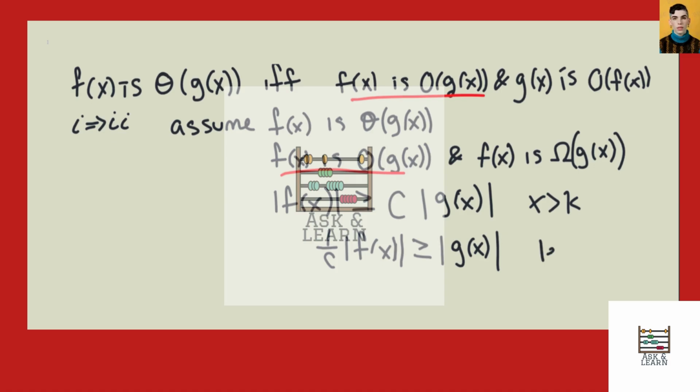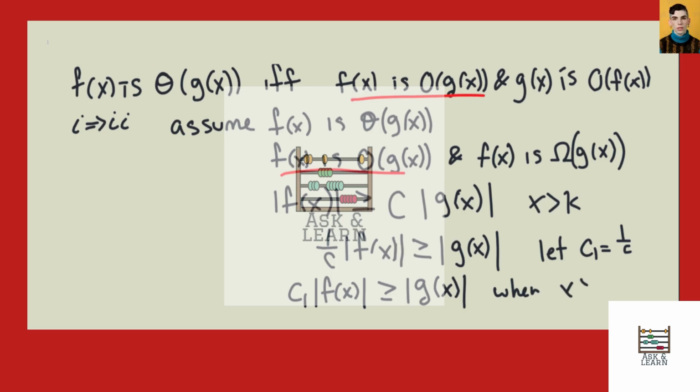So if we let c1 be equal to 1 over c, then we get c1 times the absolute value of f of x is greater than or equal to the absolute value of g of x when x is greater than k.